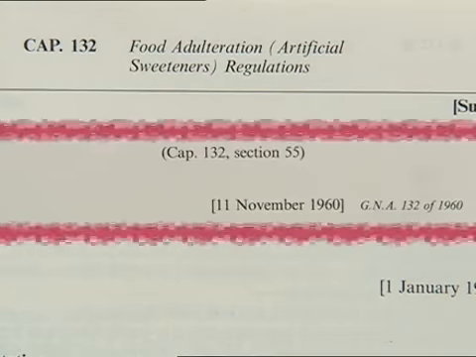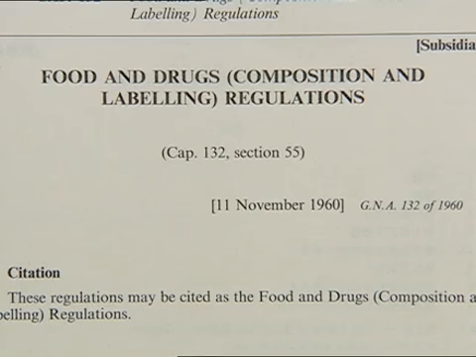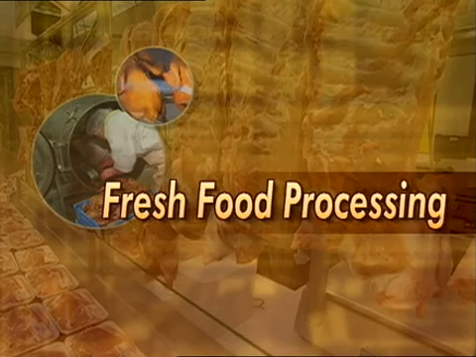Different types of fresh meat products are available in the supermarket. These food items have in fact been processed by food companies.